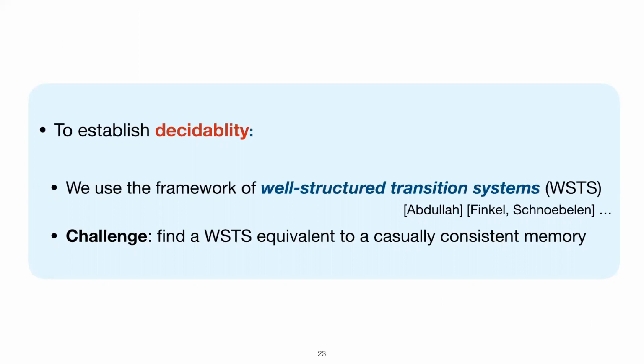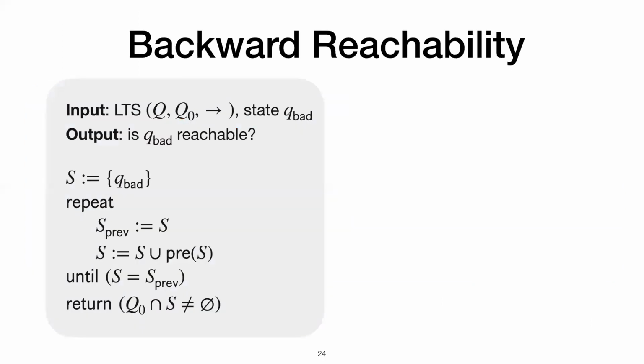So I'm not sure if I can assume that everyone knows well-structured transition systems. Let me very quickly introduce it. One way to look at it is to start from backward reachability algorithms and to understand it from there.